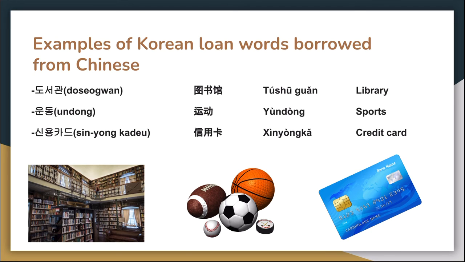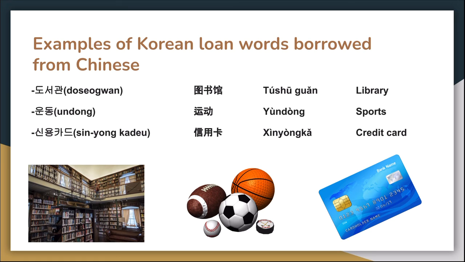Now, here are some examples of Korean loan words from Chinese. Library. If you guys remember, it is 图书馆 in Chinese. In Korean, it is 图书馆. Okay, and I took a Japanese course last year, and I learned library in Japanese as well, and it is 图书館. As I said, China has a great impact on many Asian languages, and this is one of the examples to show the influence of China.